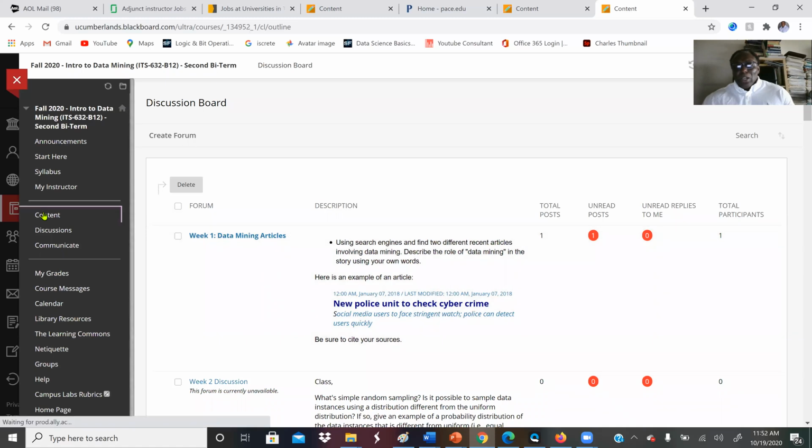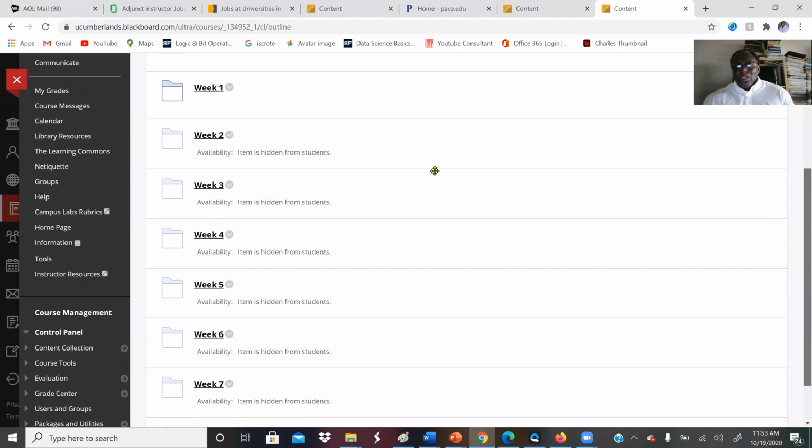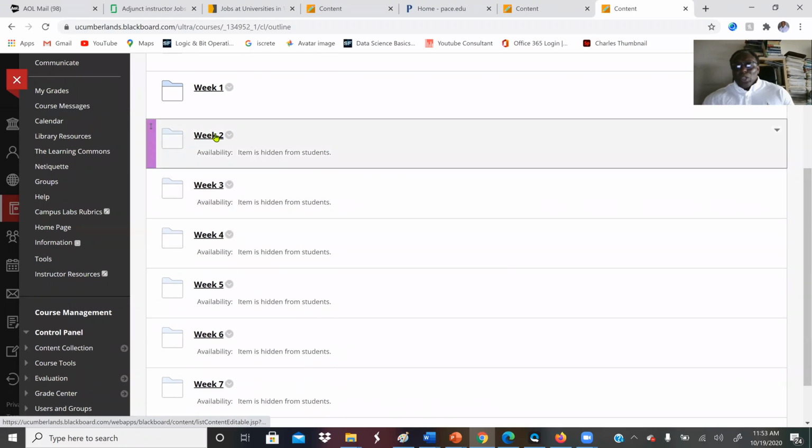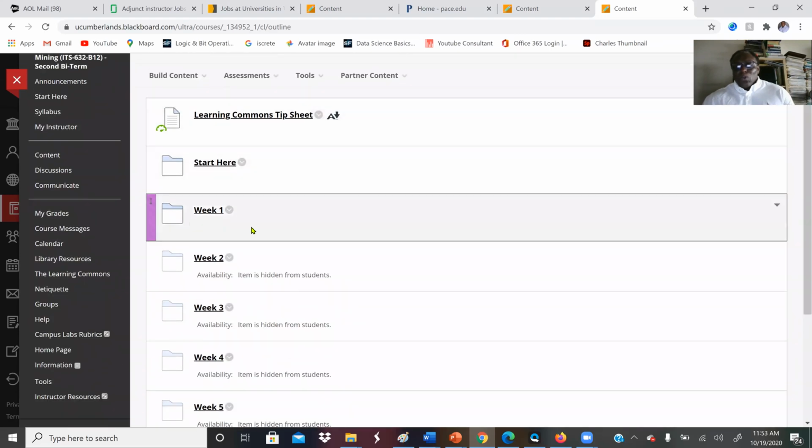So the same thing, I go back to the content. We have all the weeks, but at the moment, week 2 to week 8 are hidden from students. So as a student, you will only see the week 1 folder.